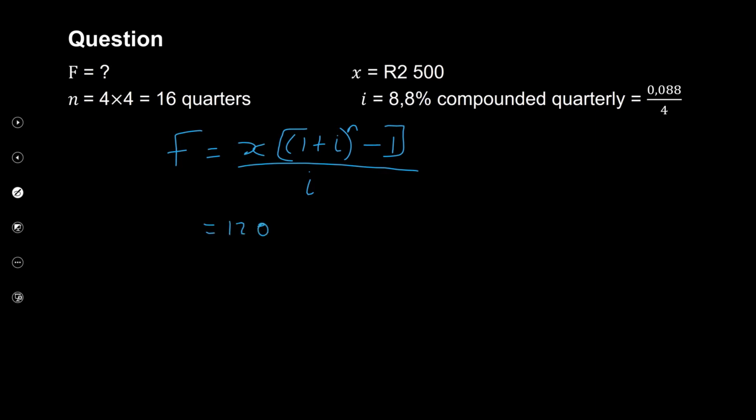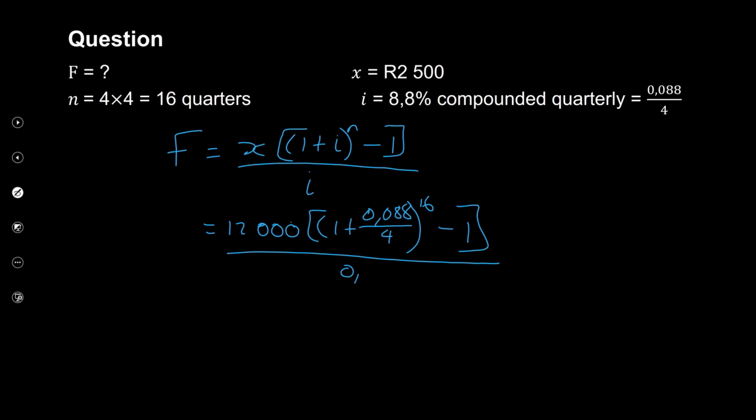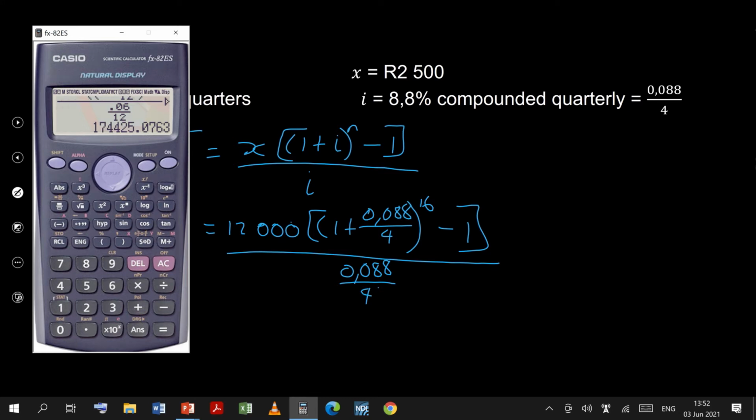Therefore, this becomes 12,000 into 1 plus, my i here is 0.088 over 4, all raised to the exponent of 16 minus 1, divided by 0.088 over 4. You are more than welcome to write 4 multiplied by 4 there instead of 16. That really means one and the same thing.